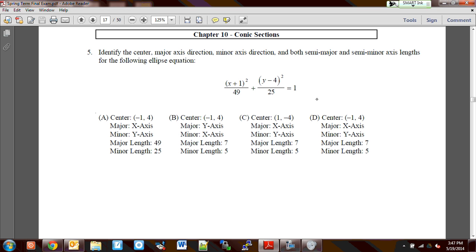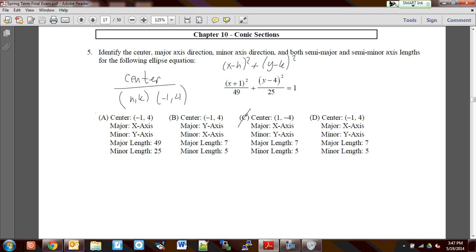Alright, identify the center, major axis direction, and minor axis direction, and both semi-major and semi-minor lengths. Remember your center point is simply h, k. And if you remember your equation here, it's x minus h squared plus y minus k squared. Since this is x plus 1, that means h has to be negative 1. Since this is y minus 4, that means k has to be a positive 4. So our center is negative 1, 4.